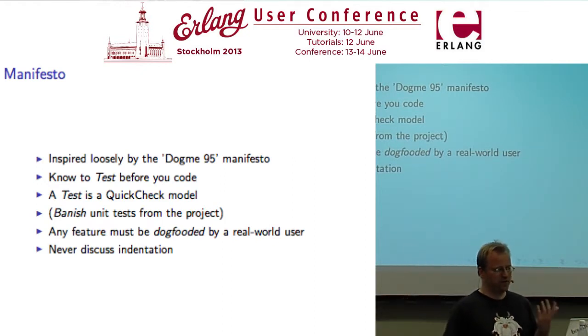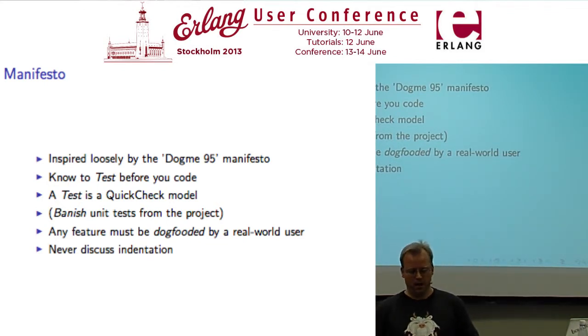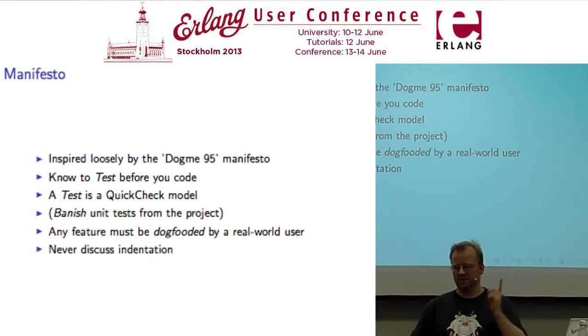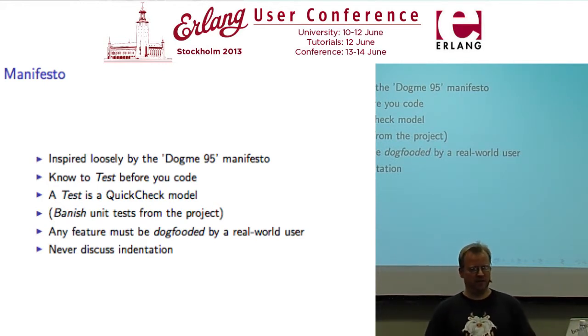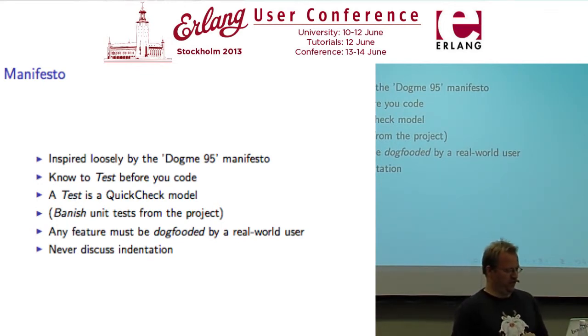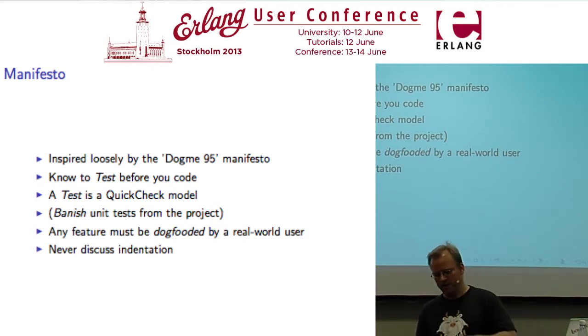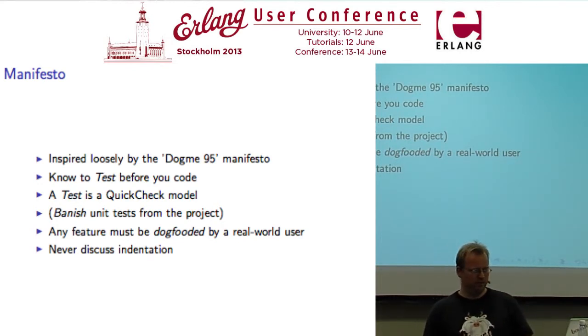So the first thing in this manifesto is, you're only allowed to write code when you know how to test it. That's pretty standard. But a test is a QuickCheck model. A test is not a unit test. It's a QuickCheck model. Essentially, I want to banish unit tests. I hate them with a passion. So a test is a QuickCheck model of what we are trying to achieve.